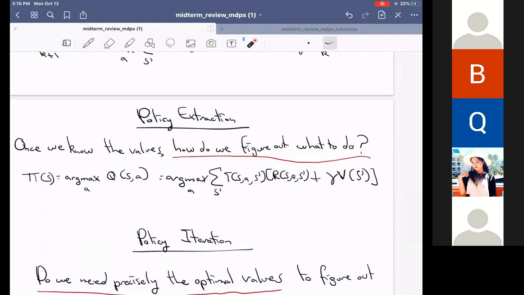And the way we do that is we do this sort of depth one expectimax. And how it works is you basically say, okay, the optimal policy is the argmax over all the actions.